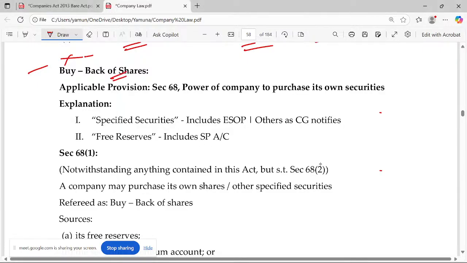Buyback of shares. Applicable provision is section 68. Actually, section 68 is a beautiful section. It gives the power for the company to purchase its own securities. Buyback of shares is nothing related to the direct issue, but the shares are already issued and we are going to take them back, which means we are taking back our own company's shares.